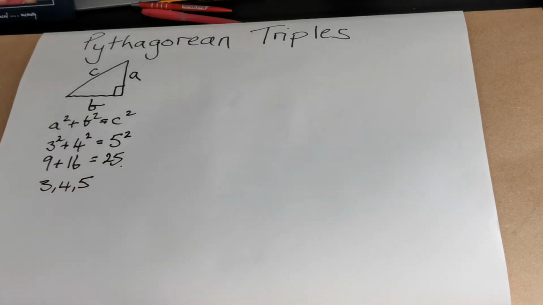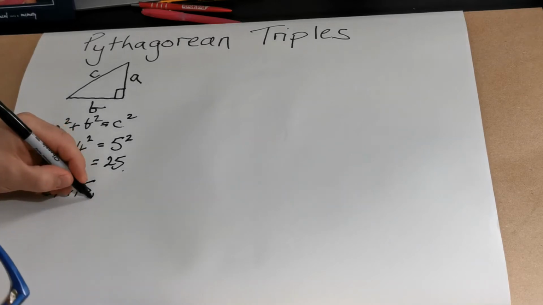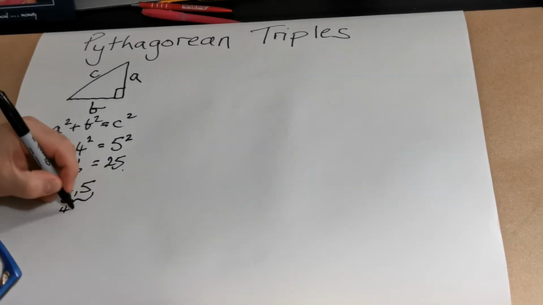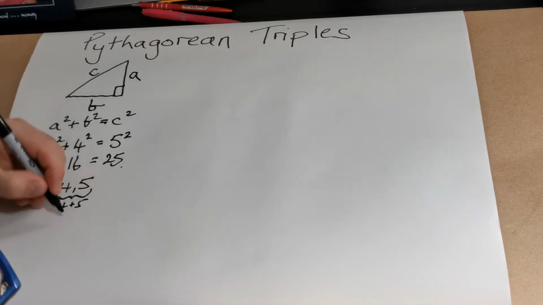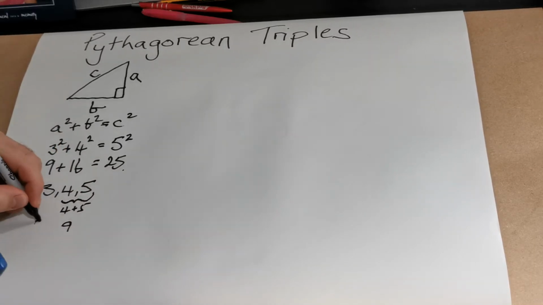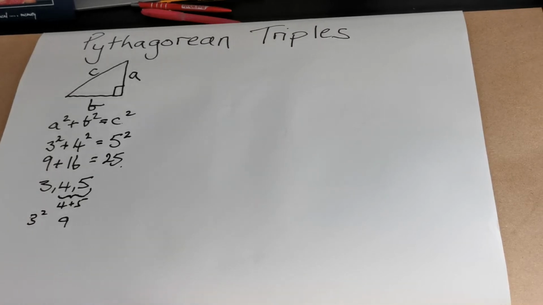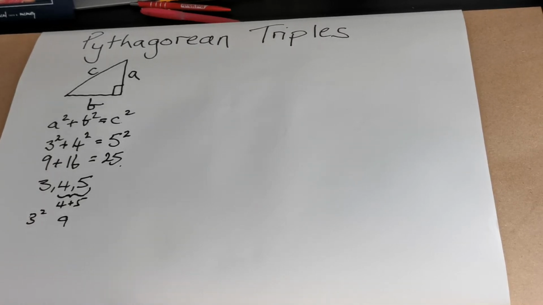Now one of the things I'd like you to notice within that Pythagorean triple is that these two here add up to 9, which is 3 squared. And that can be a common pattern amongst Pythagorean triples. If we can add two consecutive numbers together to get a square number, then we can create a Pythagorean triple.